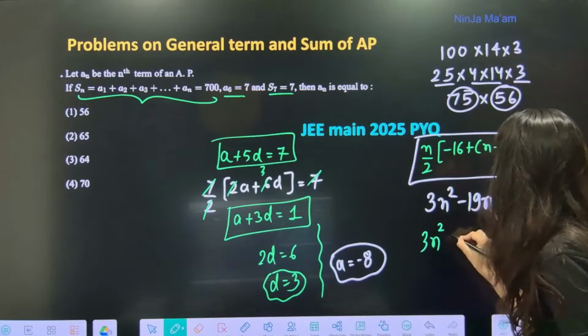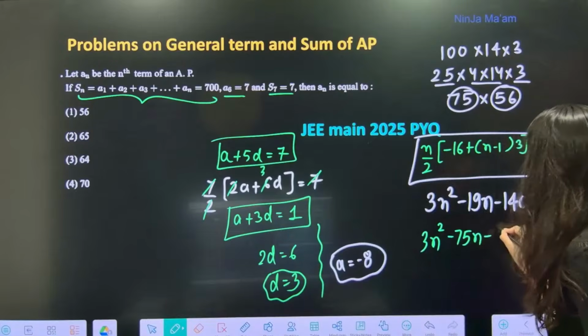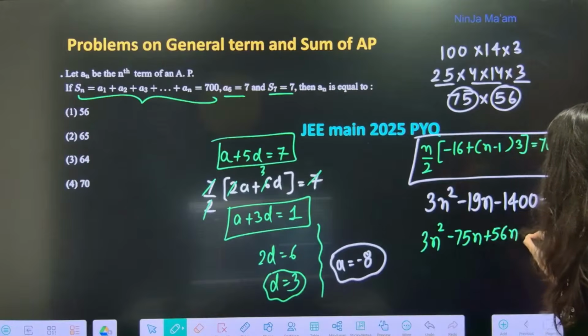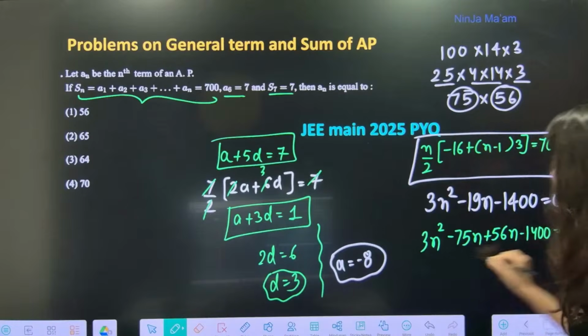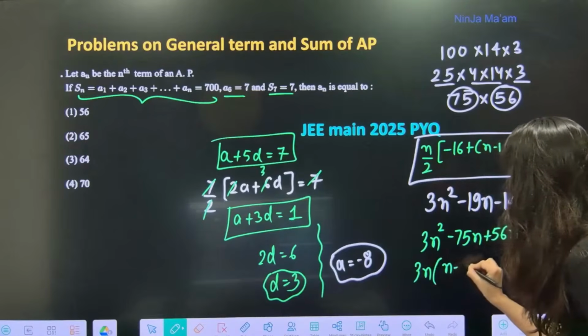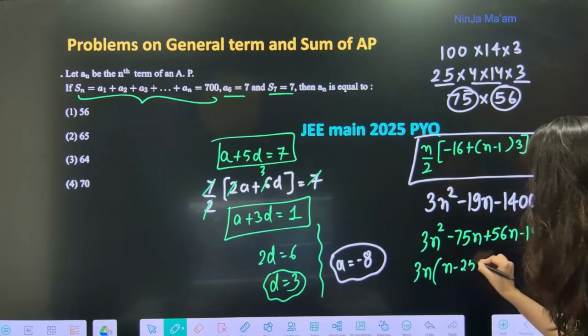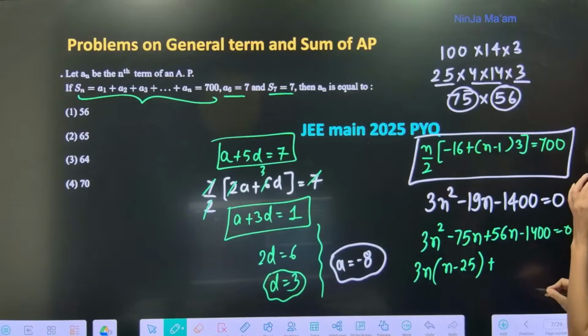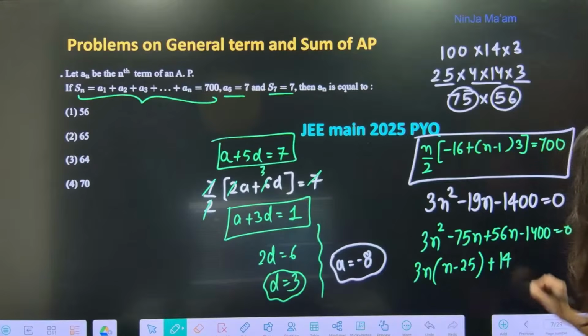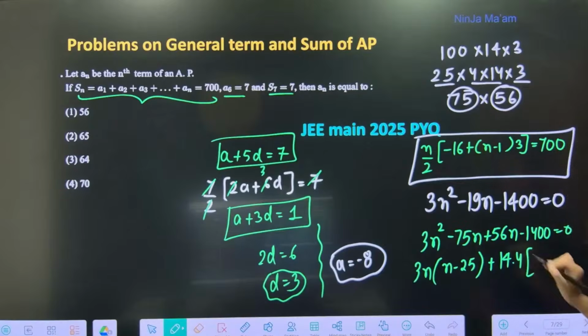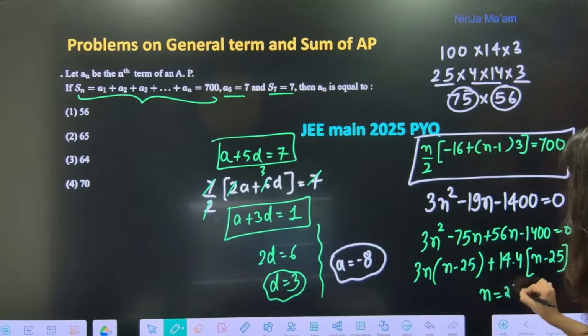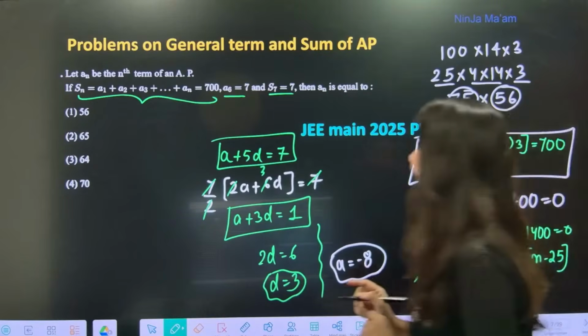3n square minus 75n plus 56n minus 1400 equals 0. If you take 3n common, n minus 25 clearly. And from here, 14 into 4 will be common. So n minus 25 again. So clearly n is coming out as 25 because the other n will get rejected.